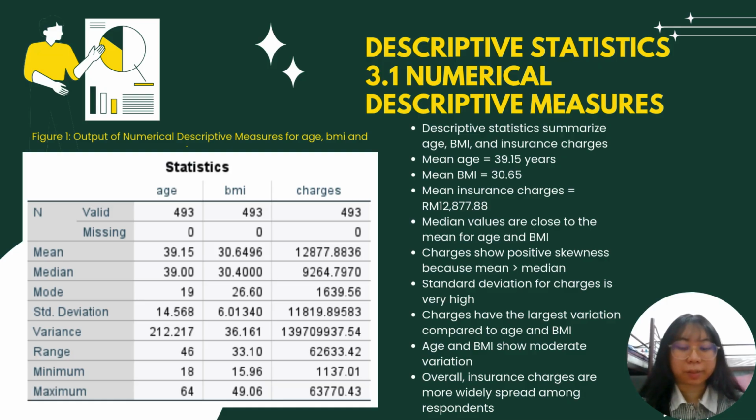Now I will present the descriptive statistics, 3.1 numerical descriptive measures. Descriptive statistics were used to summarize the data for age, BMI, and insurance charges. The results show that the average respondent is 39 years old with a BMI of 30.65. Insurance charges recorded the highest variations, with a mean value of 12,877 ringgit and 88 cents, and a high standard deviation indicating large differences in medical insurance costs among respondents. Overall, age and BMI show moderate variations, while charges are positively skewed and more widely spread.